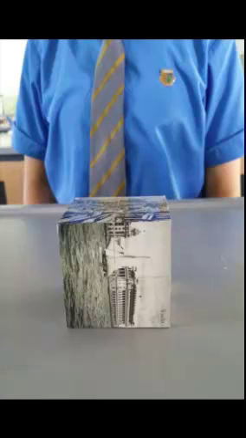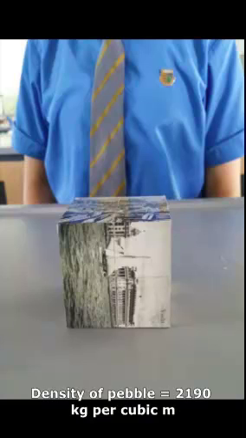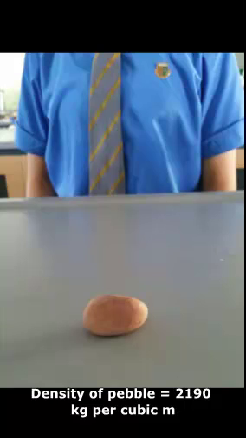In conclusion, the density of our regular object, the cube, is 387 kilograms per meter cube. And the density for our irregular object, the pebble, is 2,190 kilograms per meter cube.